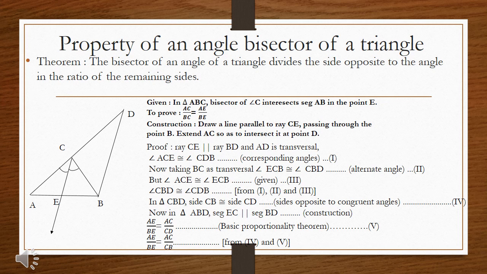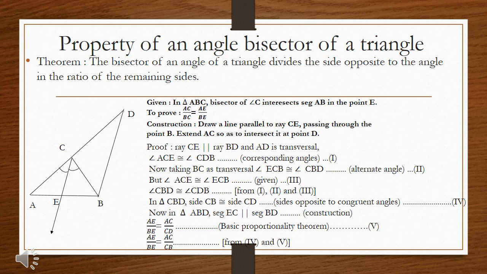So let us write the proof. Here we have just constructed that ray CE is parallel to ray BD. Now take ray AD as a transversal. Then we know that the corresponding angles are congruent. So we can say that angle ACE is congruent to angle CDB because these are corresponding angles. Name it as equation 1.